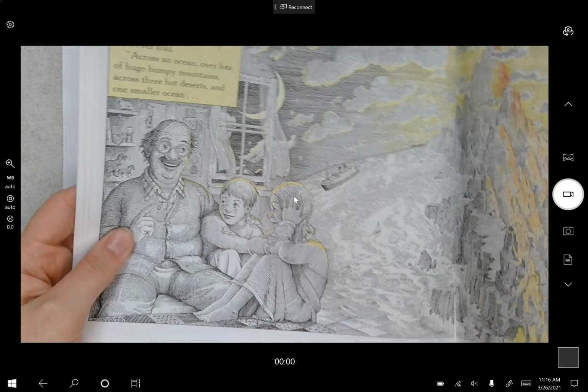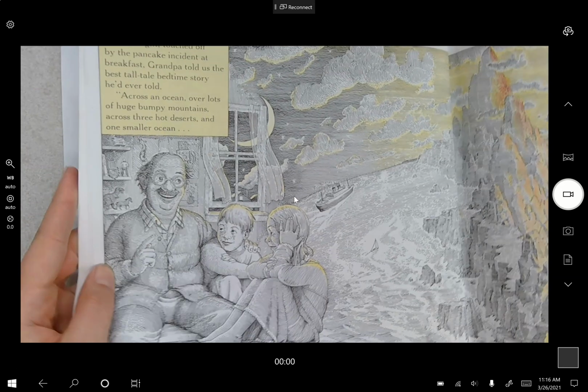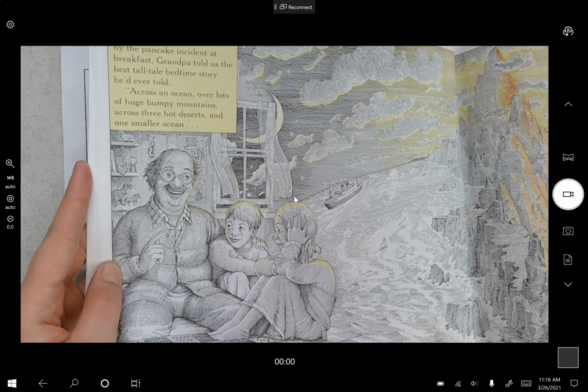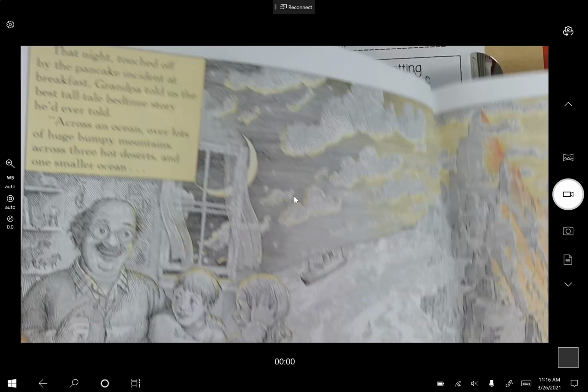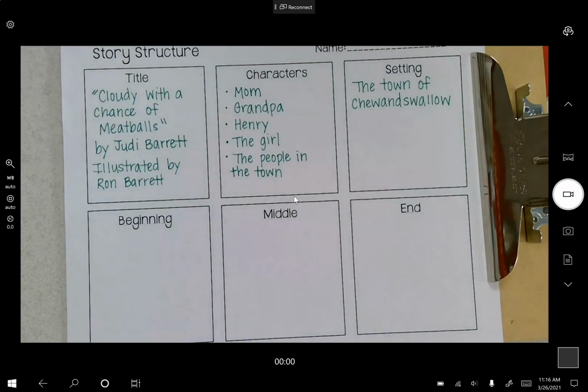Doing pancakes. I would say really at the beginning, the most important part was this page right here. So on this page, Grandpa begins to tell them a story.